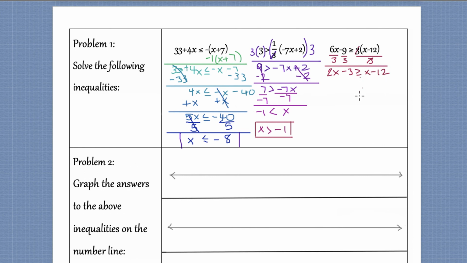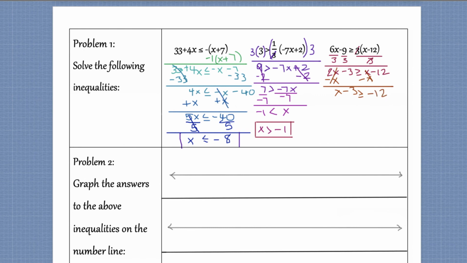Next, we want to get the variable terms on one side and the constant terms on one side. So I'm going to subtract x from both sides to get the x term alone. And so 2x minus x gives us just x, and leaves us with the minus 3 on this side, which is going to be less than or equal to x minus x, which cancel each other out and leave us with the negative 12.